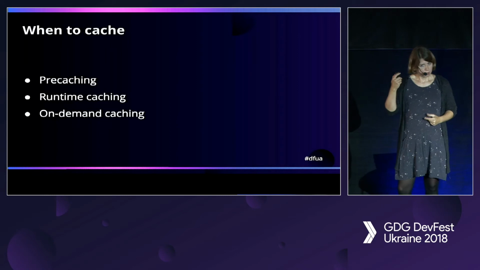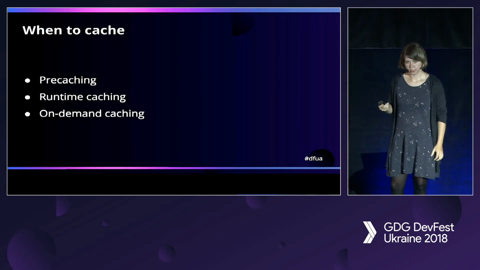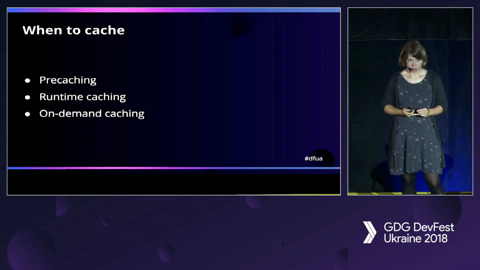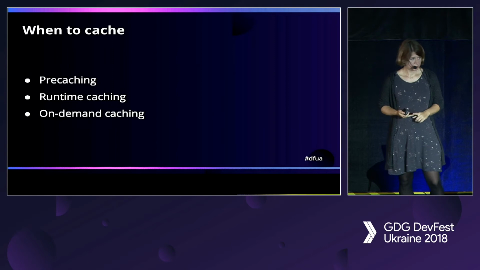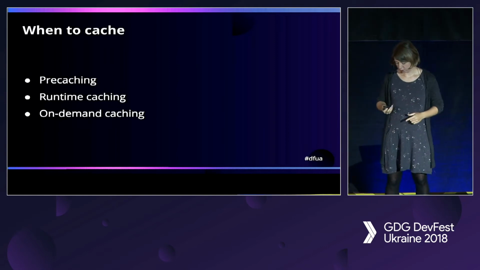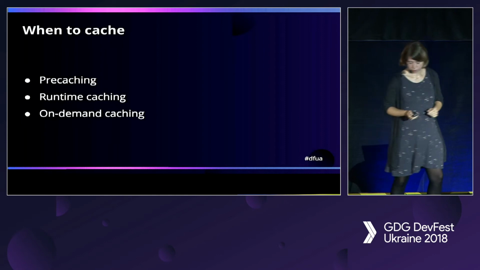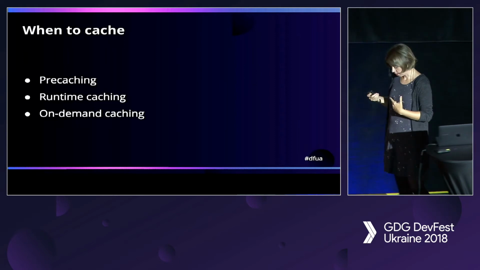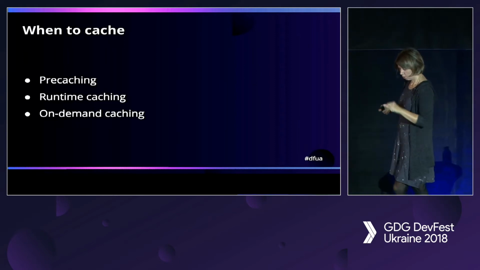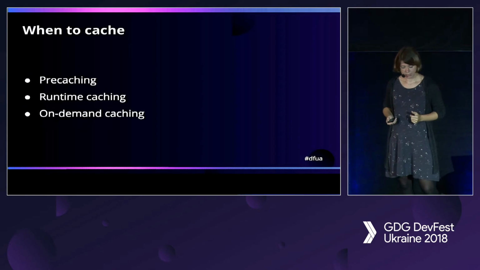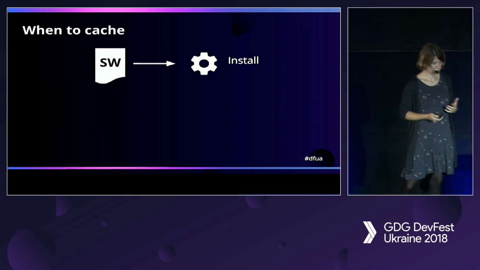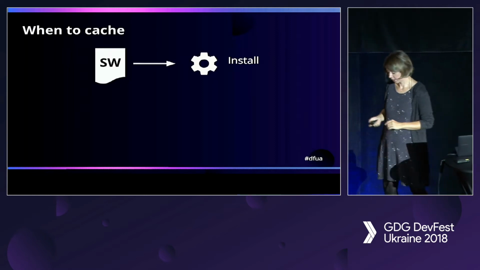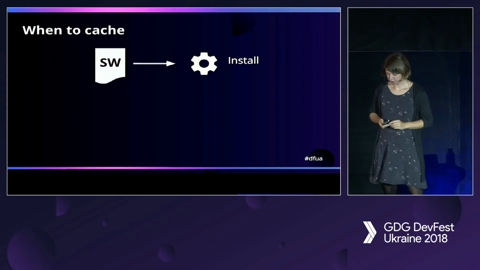Now, the second question we need to consider is when to cache. There are 3 types that we can consider, the most usual ones: precaching, runtime caching, and on-demand caching, which is actually kind of similar to runtime caching, so I focus mostly on the first 2. In order to talk about the right moment on when to put stuff in the cache, I need to talk a little bit about the service worker lifecycle. This is a very simplified version of the lifecycle, but it should be enough for our needs.